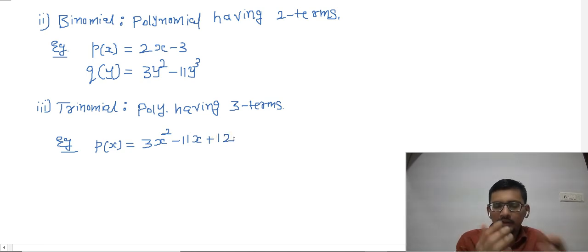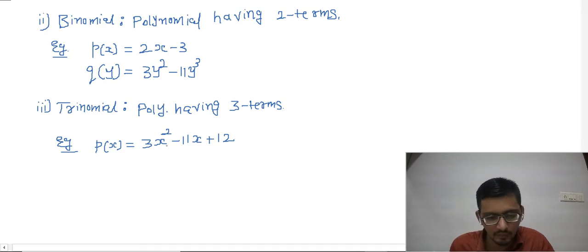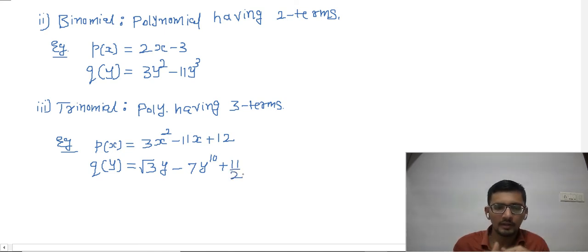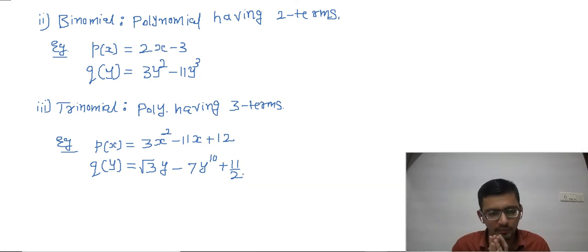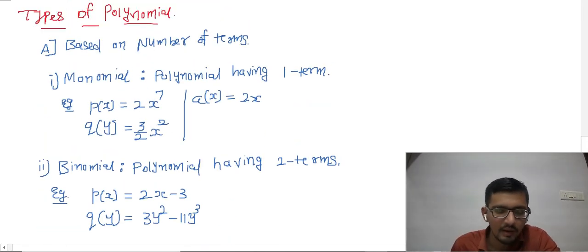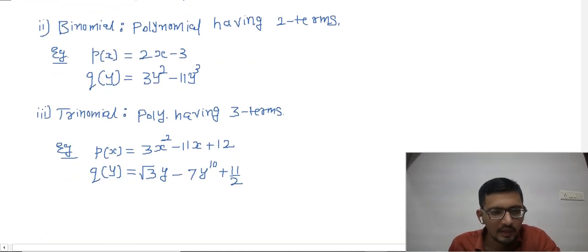Example, p of x is equal to, I'm writing like this, 3x square minus 11x plus 12. You can see how many terms are here. Three terms are there. 3x square is one term, 11x is another term, and 12 is a third term. So this is an example of a trinomial. Okay, one more example. See, q of y is equal to root 3 y minus 7y raised to 10 plus 11 by 2. Here also three terms are there, and very clearly you can see y power is 1 and here 10, of course it is a polynomial, and three terms are there, it is called trinomial.